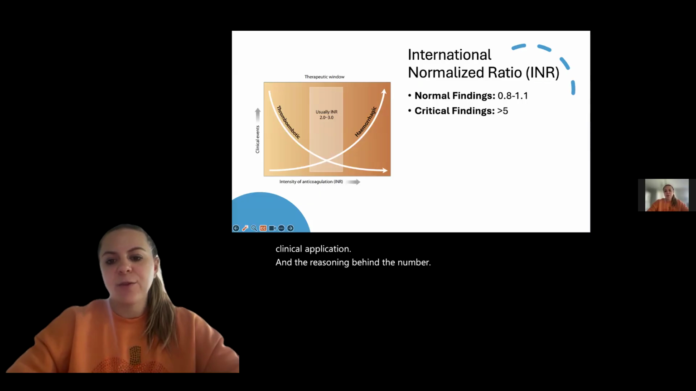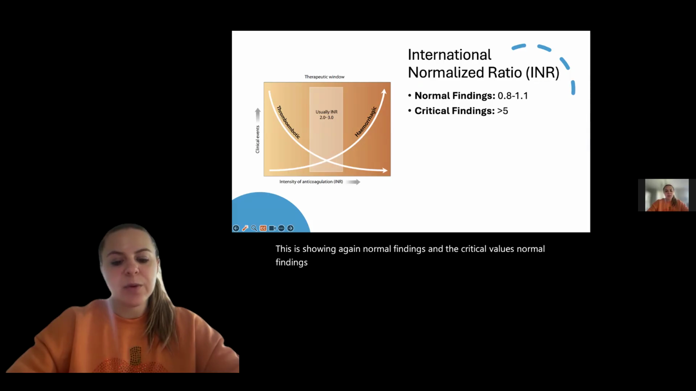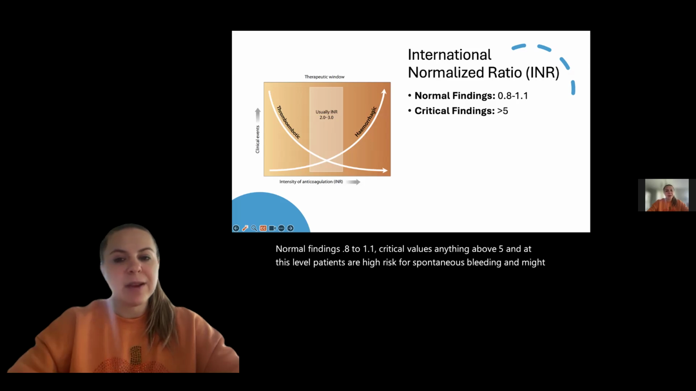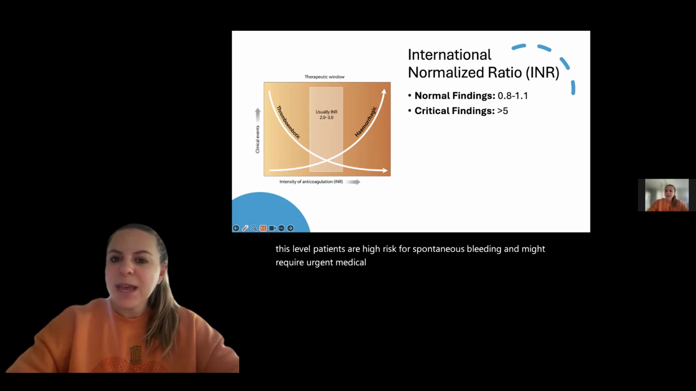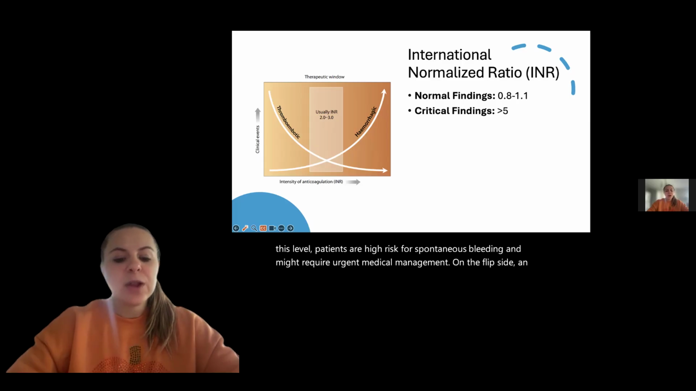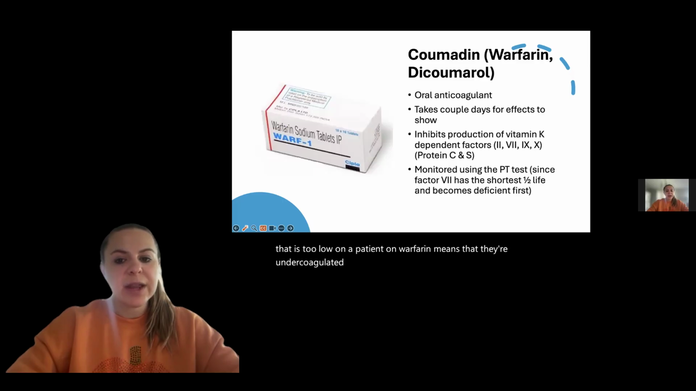This is showing again normal findings and the critical values. Normal findings 0.8 to 1.1, critical values anything above 5. And at this level, patients are high risk for spontaneous bleeding and might require urgent medical management. On the flip side, an INR that is too low on a patient on warfarin means that they're undercoagulated and at risk for clotting. Therefore, monitoring is essential to balance bleeding and clotting risk.